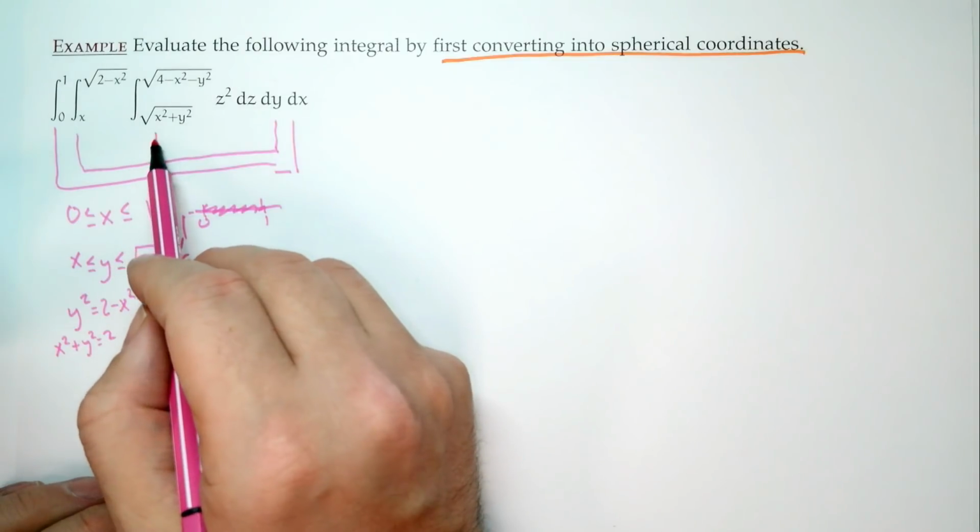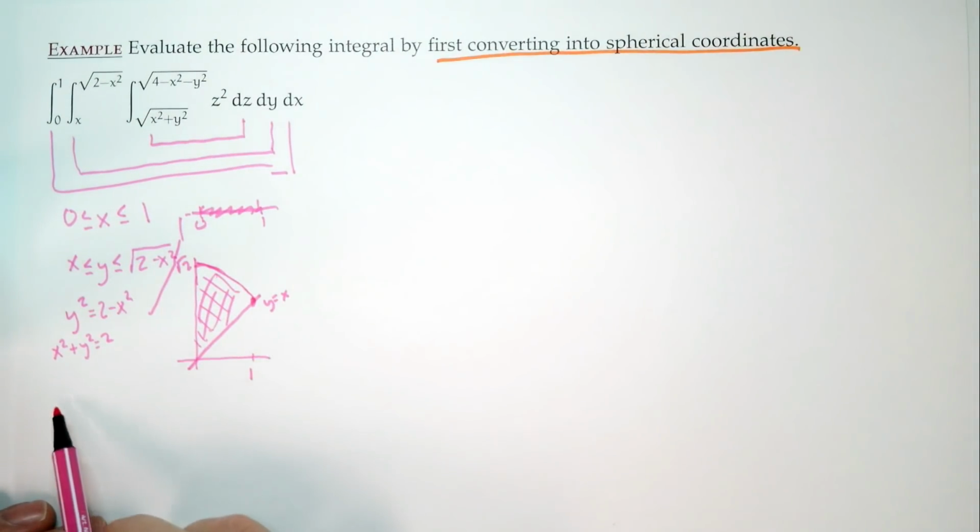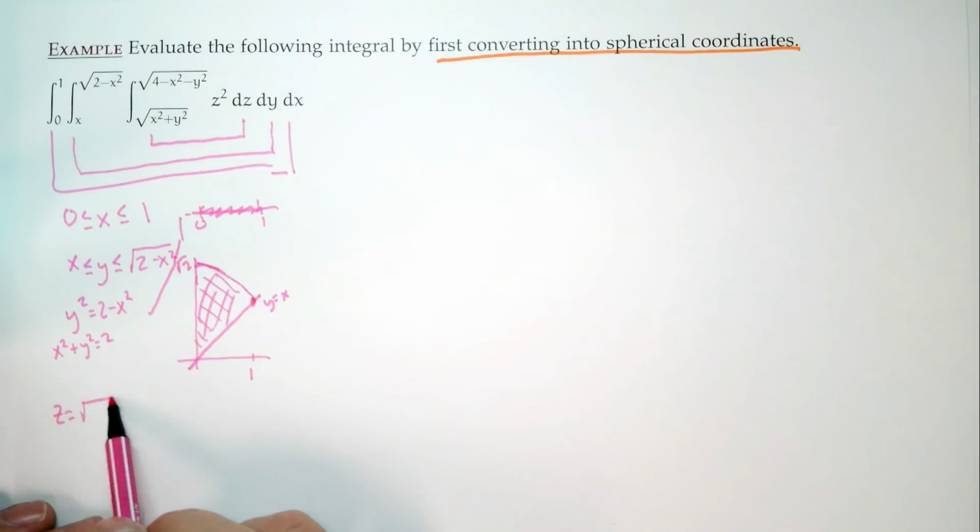Last layer. Well, this should be interesting. So what does that say? We go from z equals square root of x squared plus y squared up to z equals the square root of 4 minus x squared minus y squared.